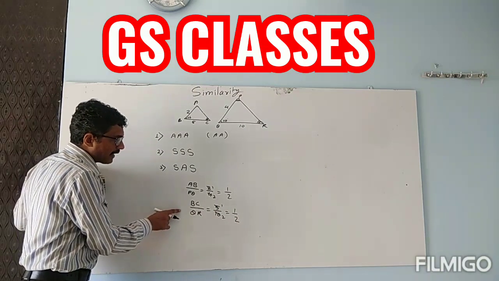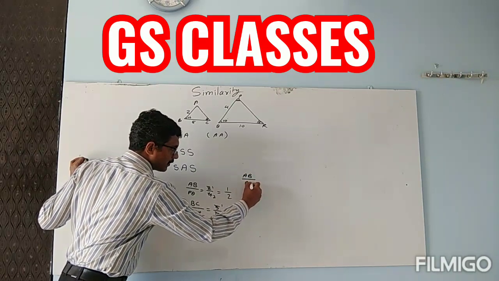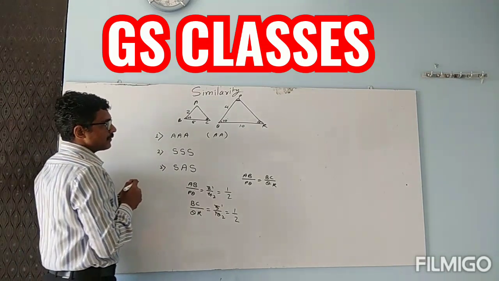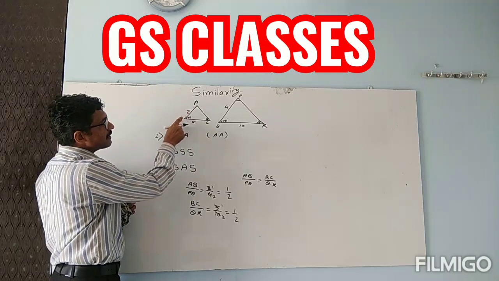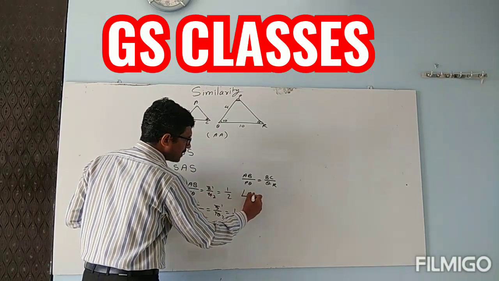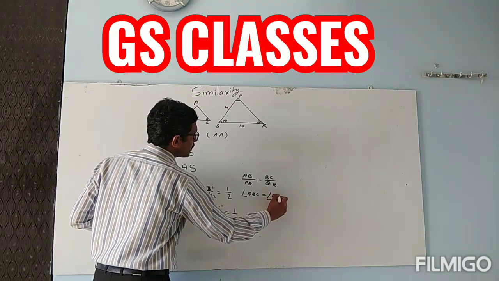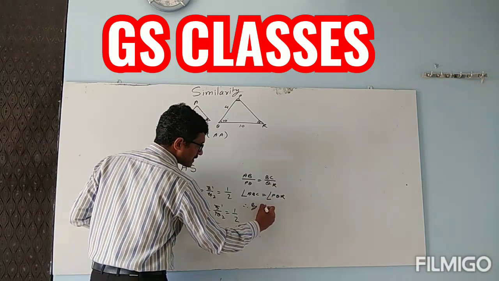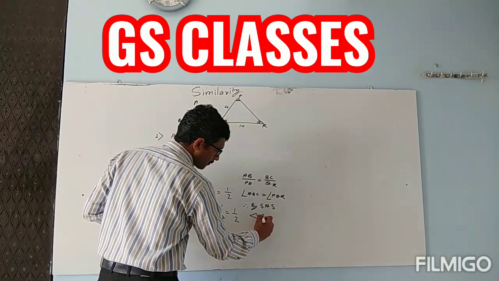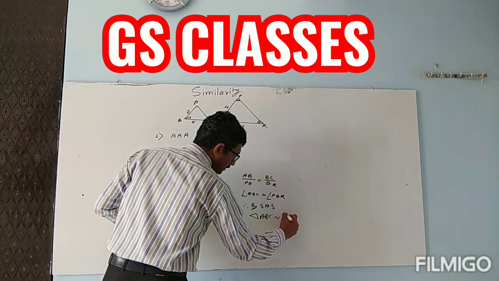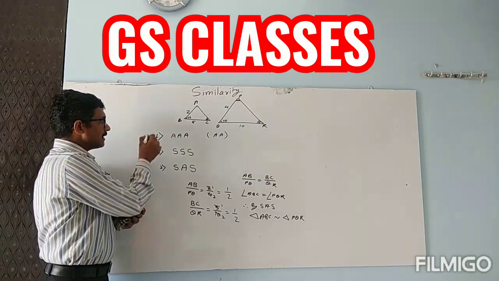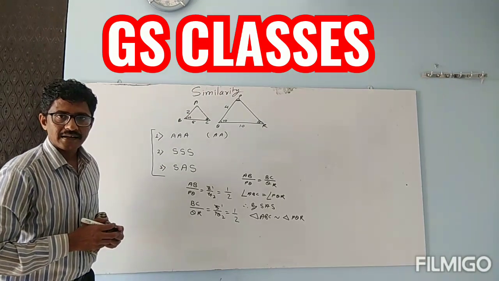Now children, we can say that AB upon PQ is equal to BC upon QR. And the angles between these two sides are also the same. Angle ABC is equal to angle PQR, then by the SAS criteria we can say that triangle ABC is similar to triangle PQR. Correct, everybody? So these are the three criteria of similarity.